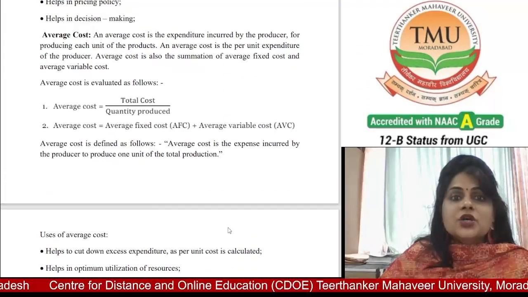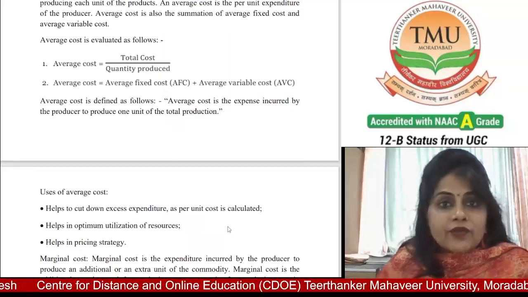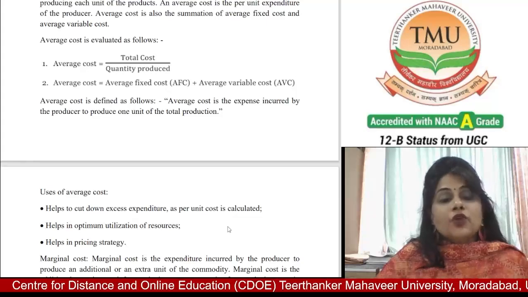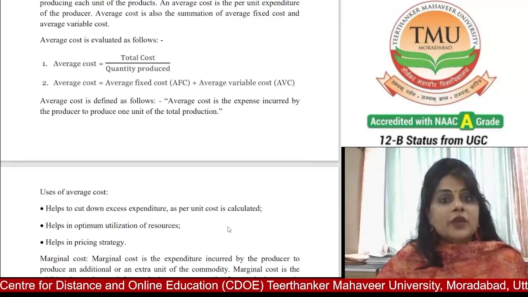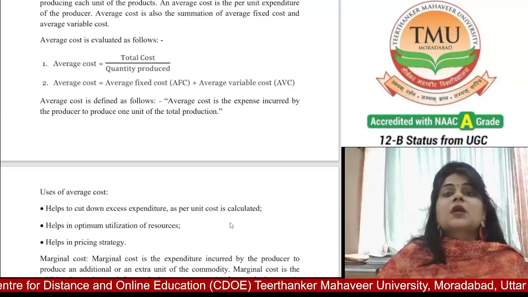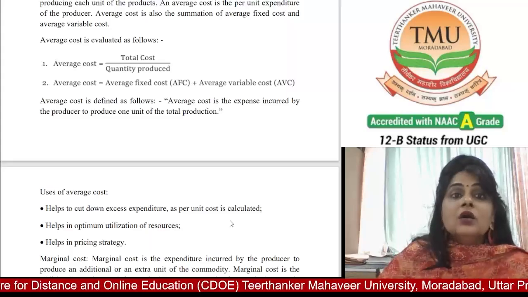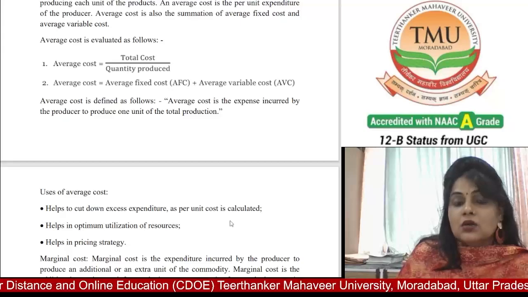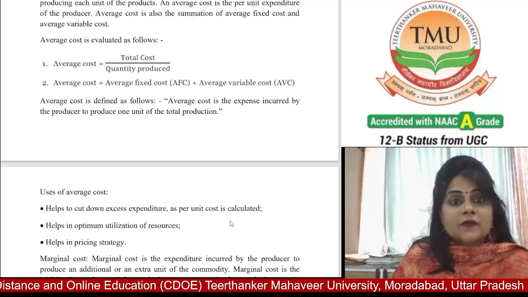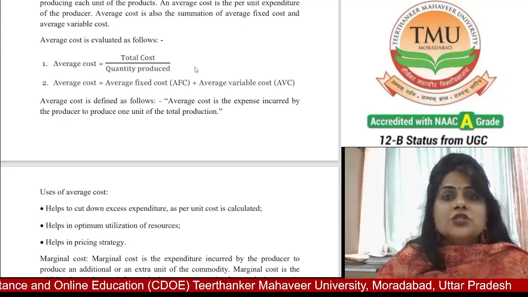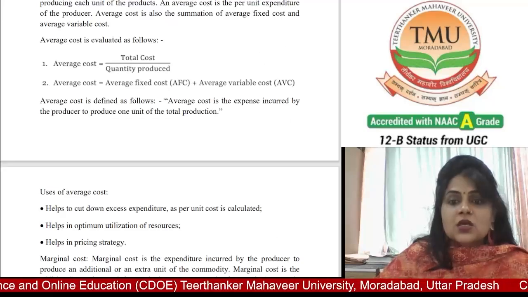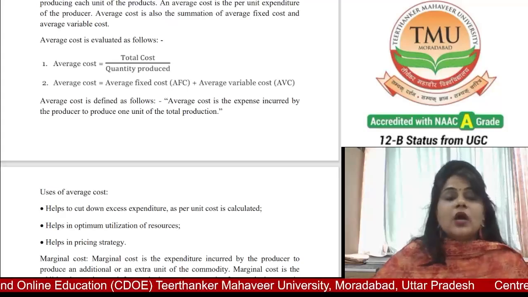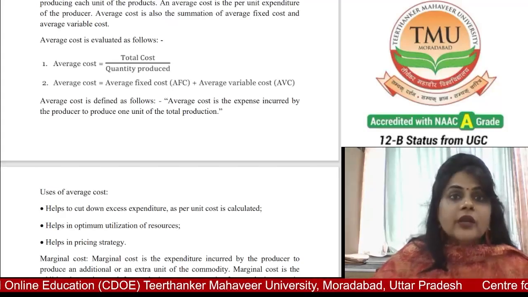An average cost is the expenditure incurred by the producer for producing each unit of the product. Average cost is the per unit expenditure of the producer. So it is also called per unit expenditure cost. Average cost is also the summation of the average fixed cost and average variable cost.